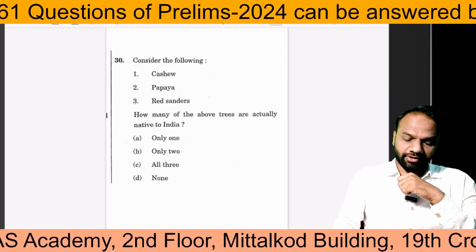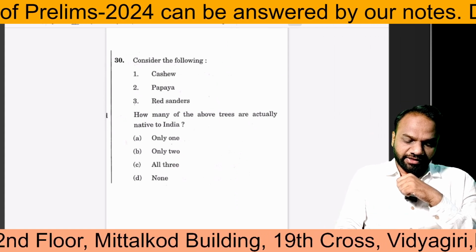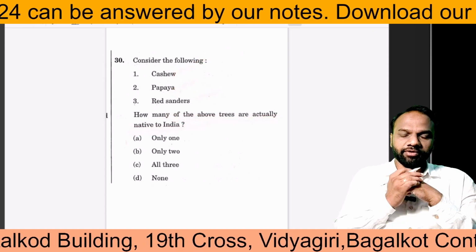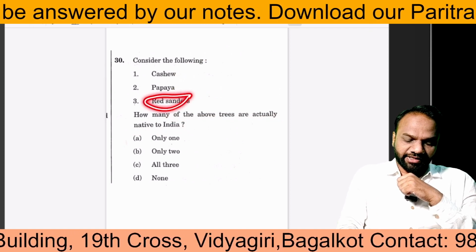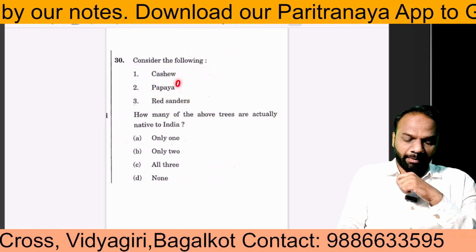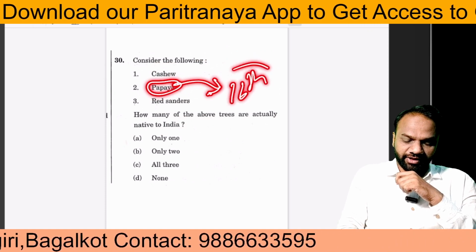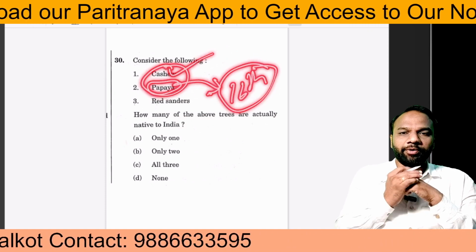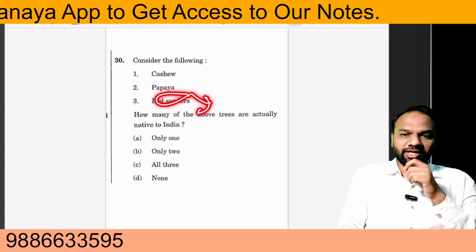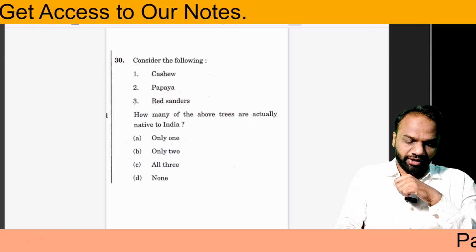Next. This is a bit tricky question. Consider the following: cashew, papaya, red sanders. How many of the above trees are actually native to India? Among these, only red sanders is native to India. Cashew was introduced in India by the Portuguese in the 16th century. Similarly, papaya came from the Philippines to India through Malaysia in the 16th century. So cashew and papaya are not native to India. Red sanders, yes, it is native to India, especially to the Eastern Ghats region of Andhra Pradesh. So the answer for this question is only 1.